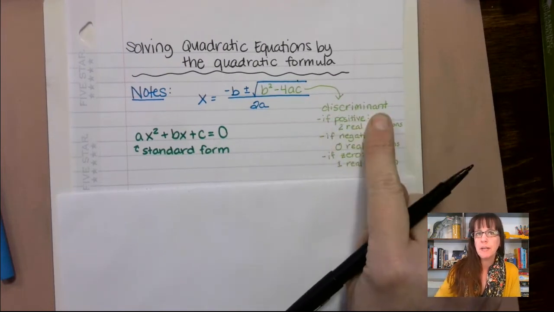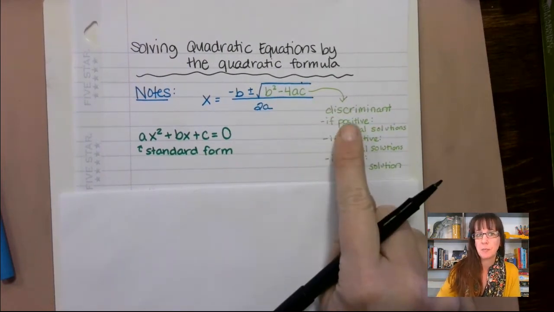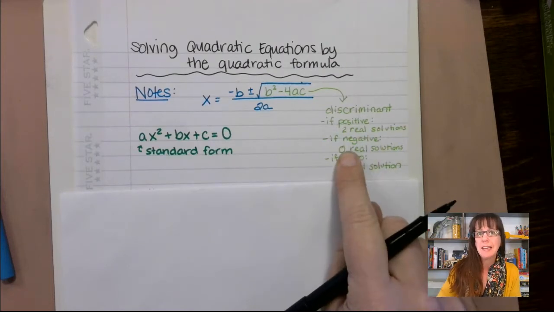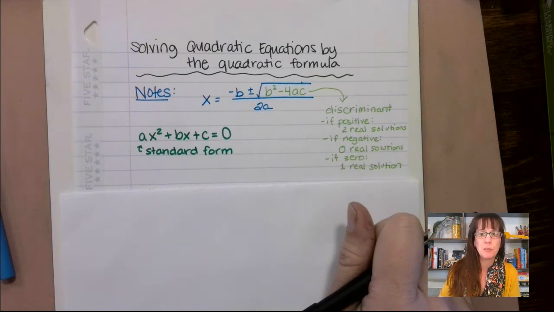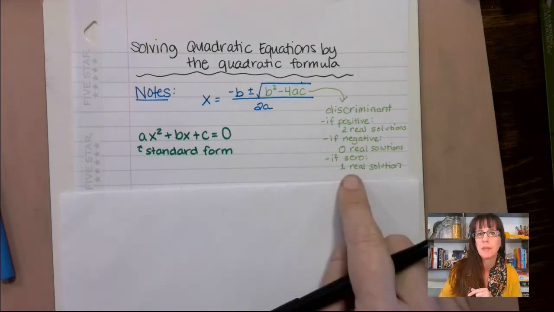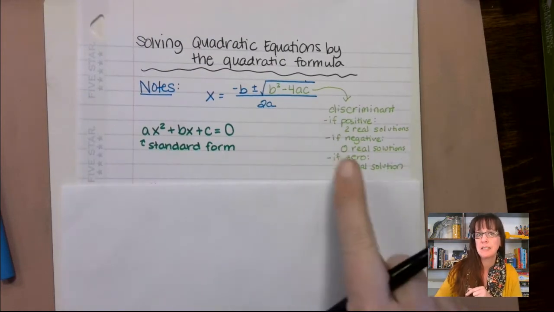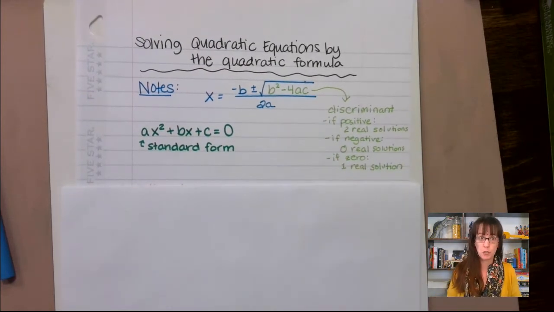And your discriminant, if you find that, if it's positive, you're going to have two real solutions. If it's negative, you're not going to have any real solutions. You just write no solutions. If you're in Algebra 2, then you deal with imaginary numbers or complex numbers. We'll talk about that when you get there. If your discriminant is 0, it actually means you're going to have one real solution.